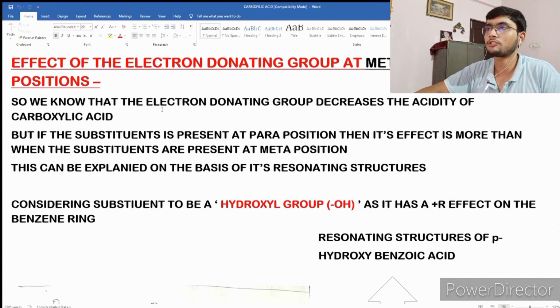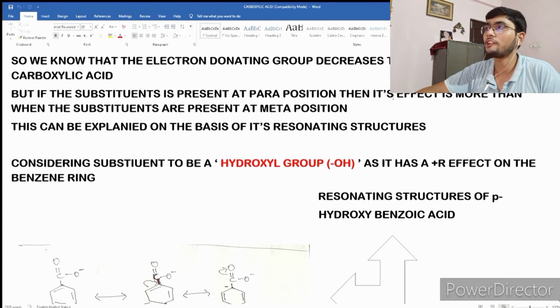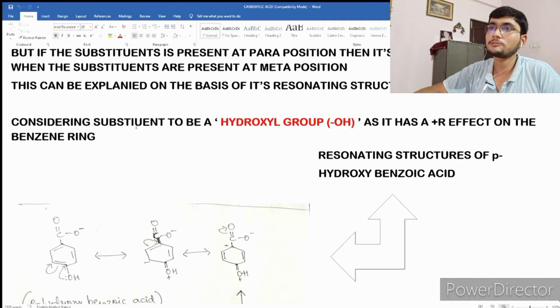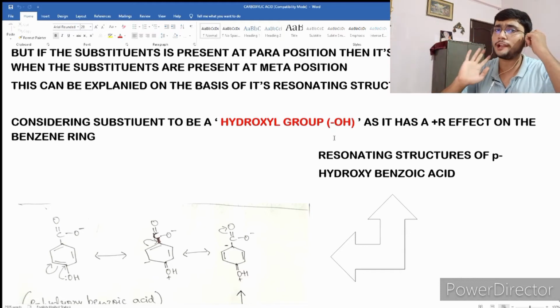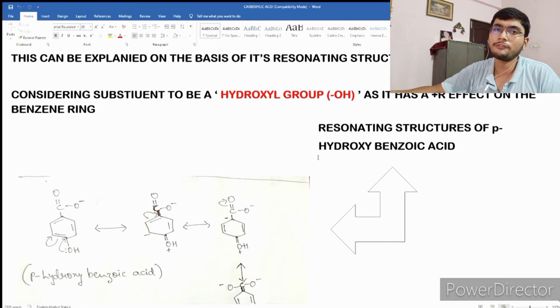We know that an electron donating group decreases the acidity of carboxylic acid, but if the substituent is present at the para position, then its effect is more than when the substituent is present at the meta position. This can be explained on the basis of resonating structures. Considering the substituent to be a hydroxyl group, as an example of an electron donating substituent, the hydroxyl group is a plus R effect group and a minus I effect group. But the plus R effect dominates the minus I effect.